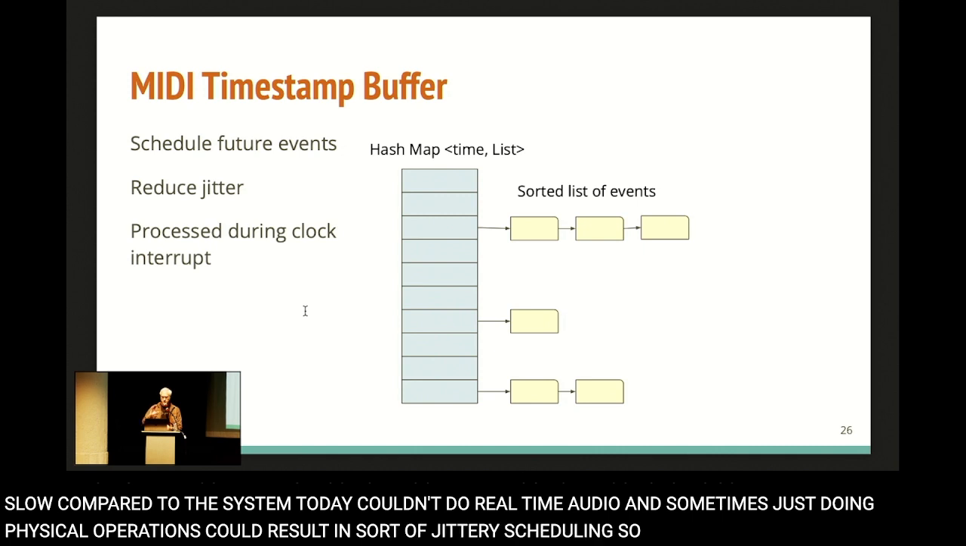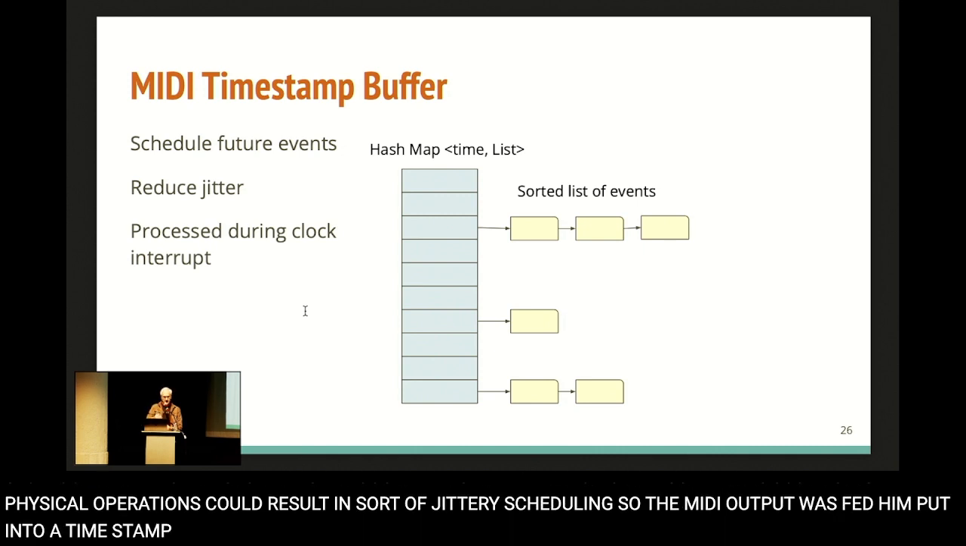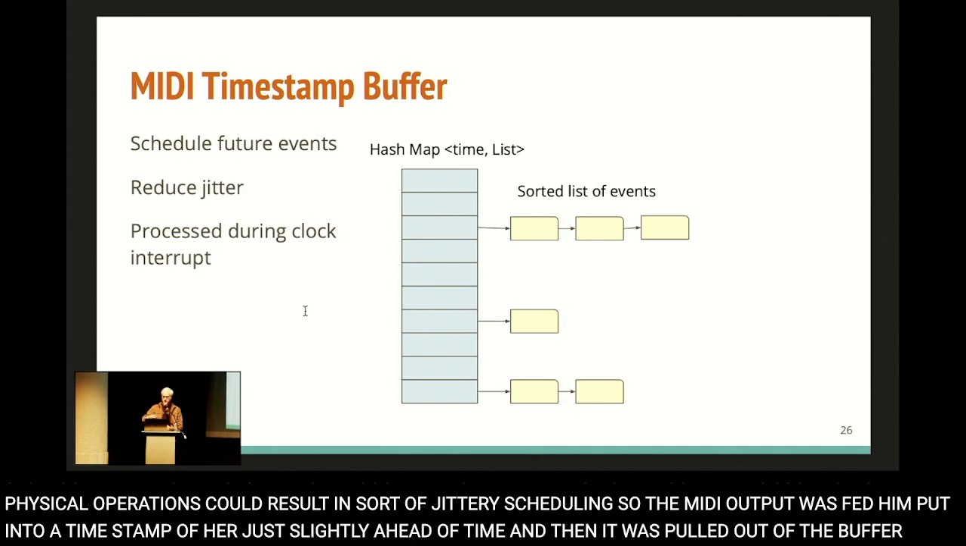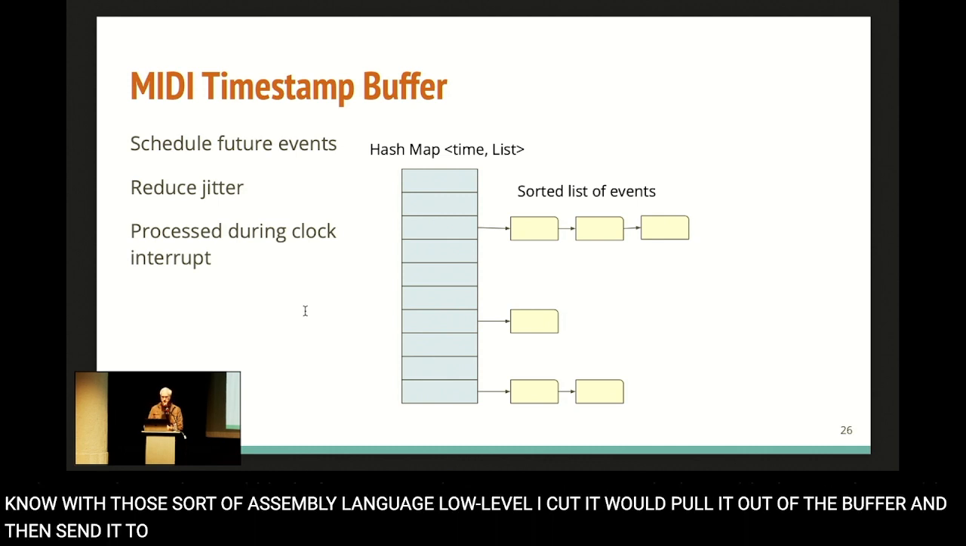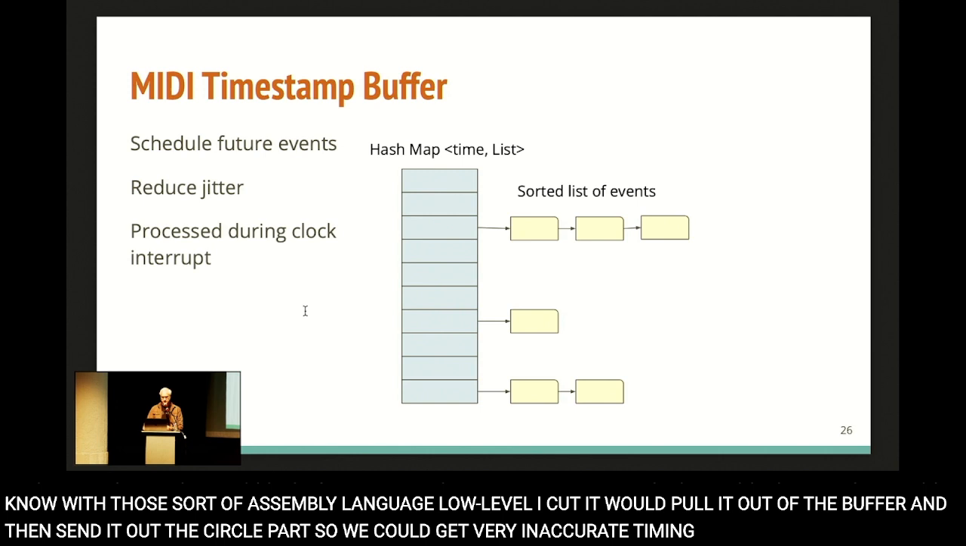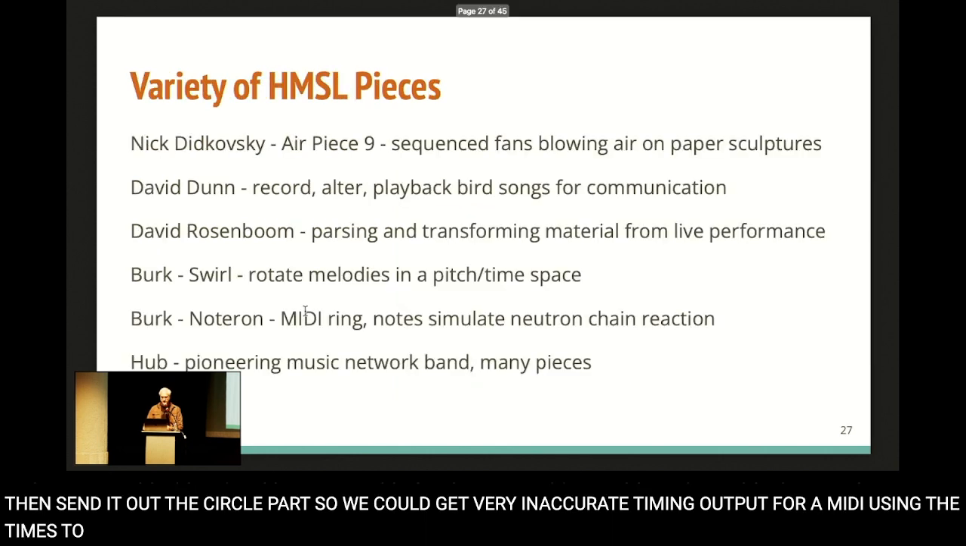So the MIDI output was put into a timestamp buffer just slightly ahead of time, and then it was pulled out of the buffer with assembly language, low-level code, and then sent out the serial port. So we could get very accurate timing output for MIDI using these timestamps.